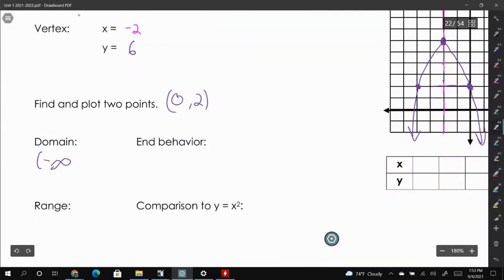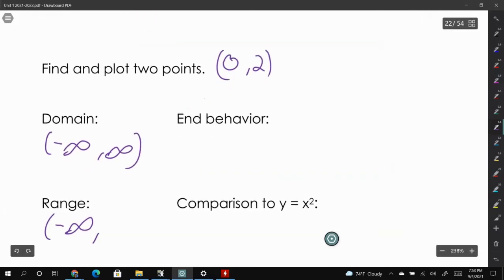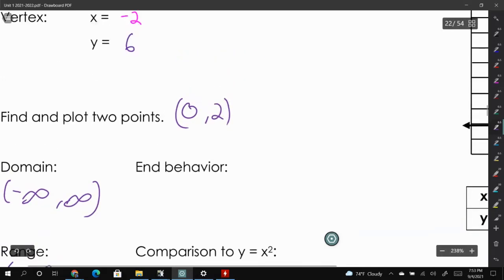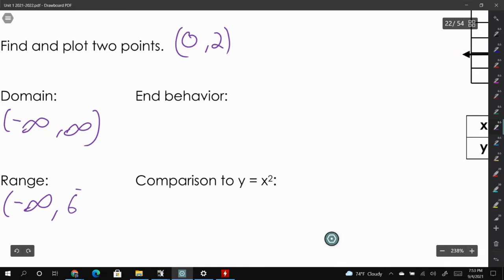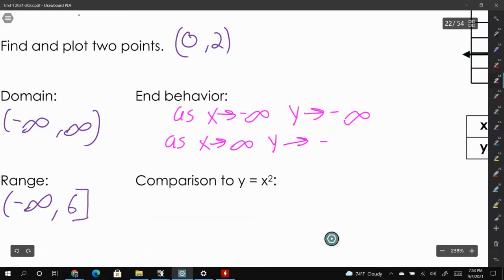Domain, range. Our graph is opening downwards, so our smallest y value will be negative infinity, and then all the way up to the y-coordinate of our vertex, which was 6. End behavior: both sides are going down. So as x approaches negative infinity, y approaches negative infinity, and as x approaches infinity, y approaches negative infinity as well.